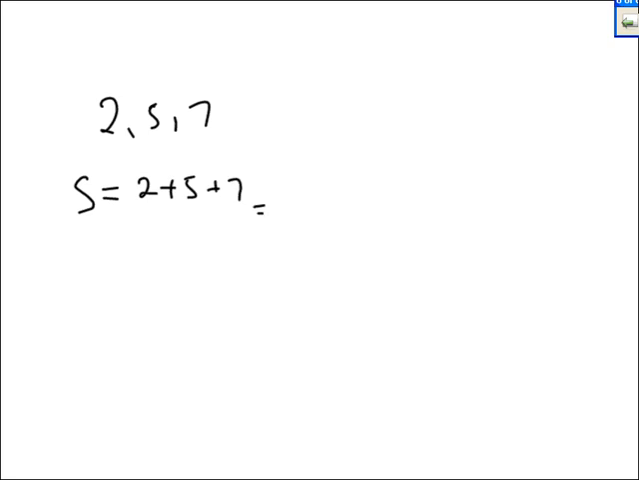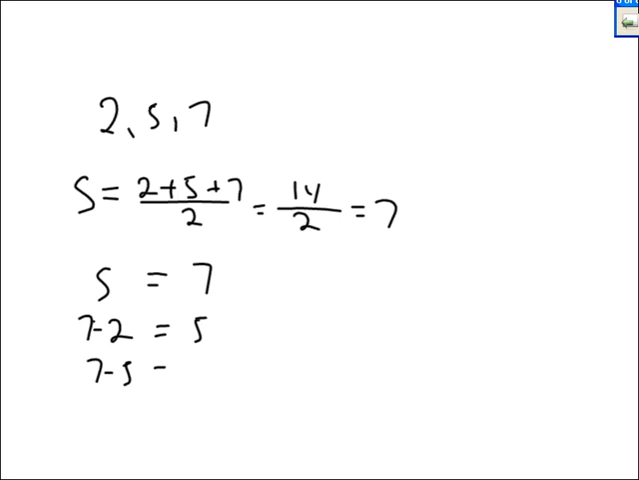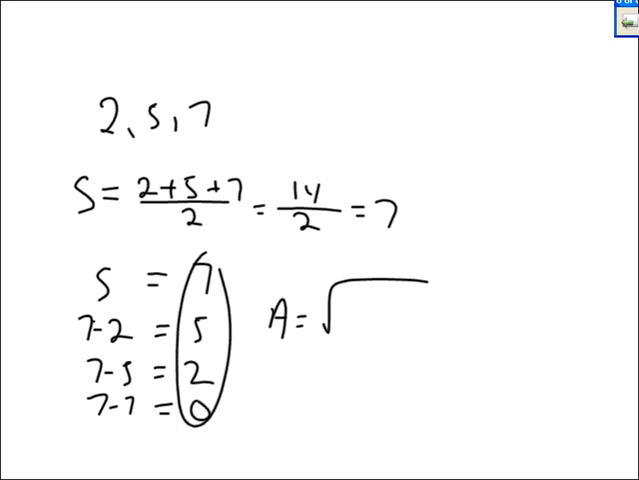You add up the sides, you get 14. You divide it by 2, you get 7. Now, Heron's formula actually has 7 in it. So, S is 7. Then you do S, and then you do 7 minus 2, 7 minus 5, 7 minus 7, and you take the square root of that product. And of course, it's the square root of 7 times 5 times 2.